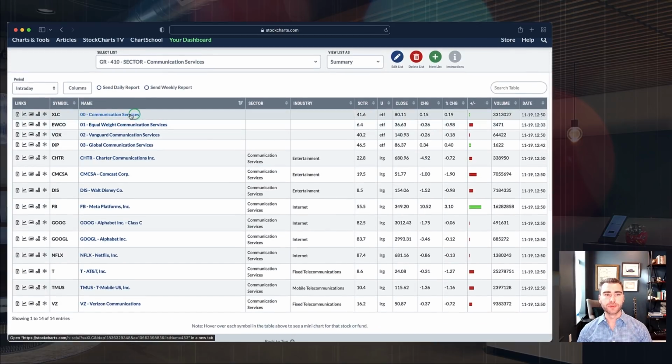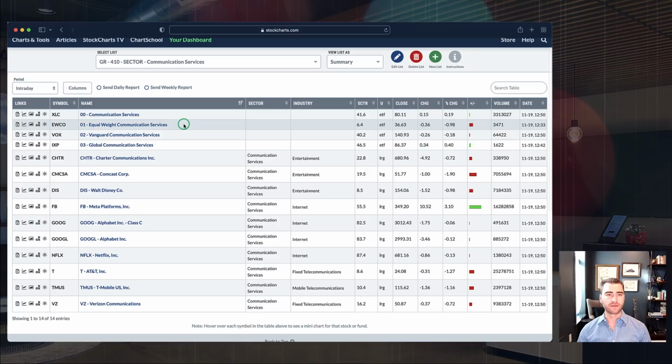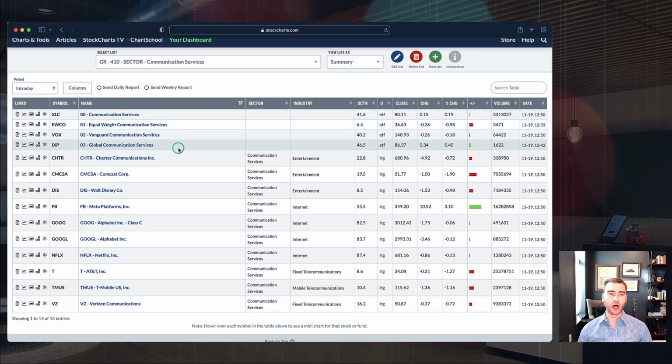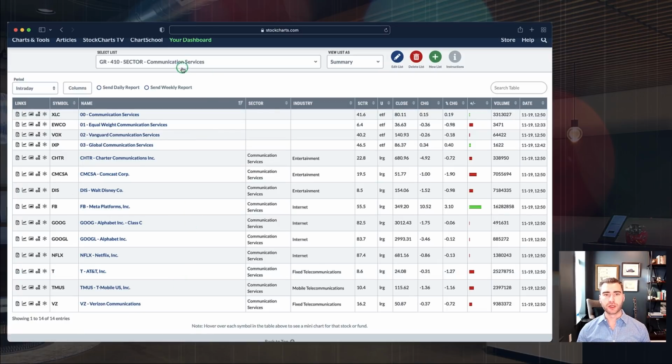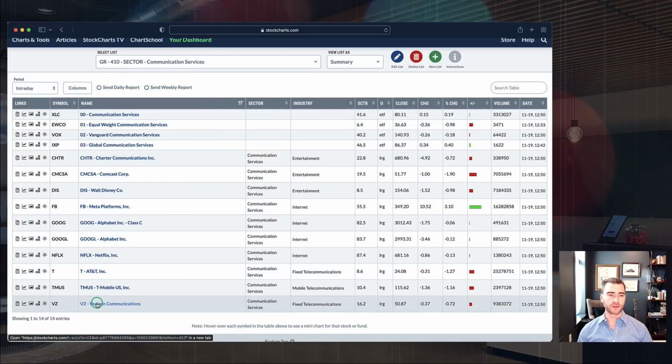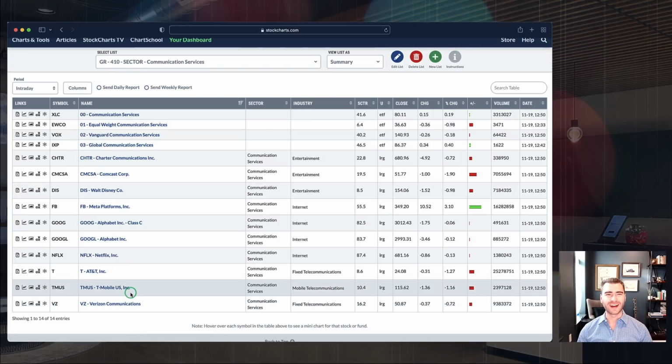So we've got communication services here, the standard version of that sector. We have the equal weight version as well. Then two other versions. We have the Vanguard version of that sector plus the global version of that sector. This is what we do for each of those individual sector lists. Below that, we have all of the top holdings for that sector. So here in communication services, for instance, you can see all of the top 10 holdings for that sector, the largest holdings for that sector.